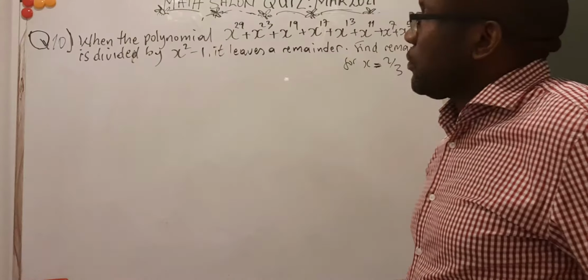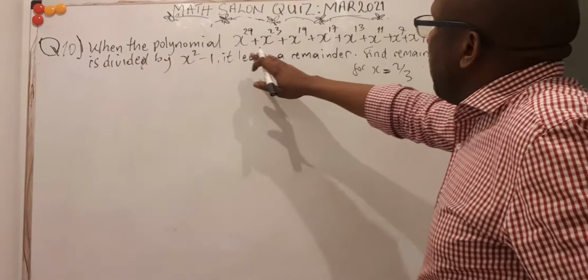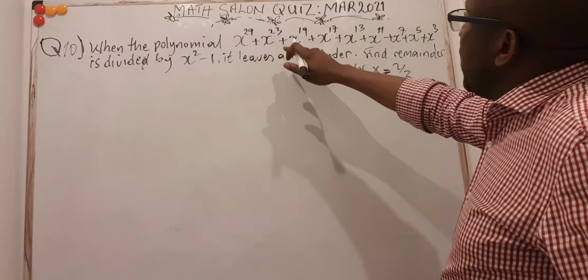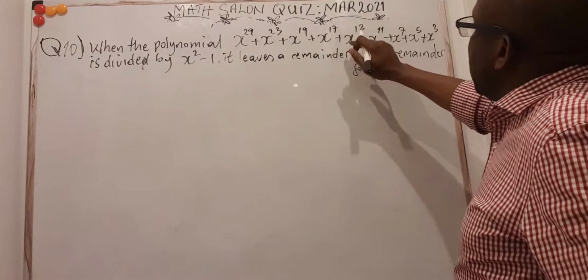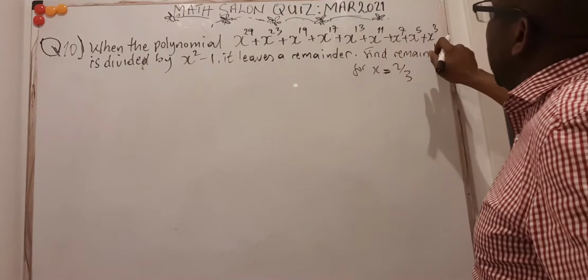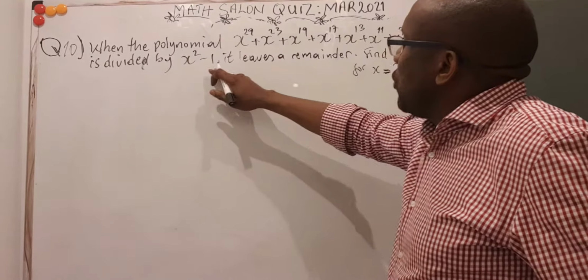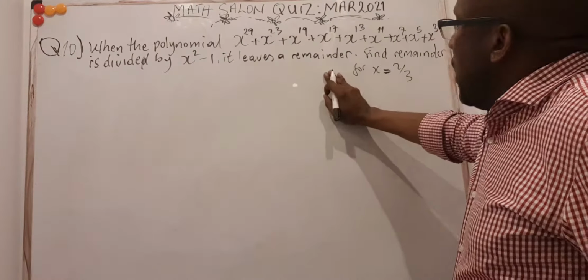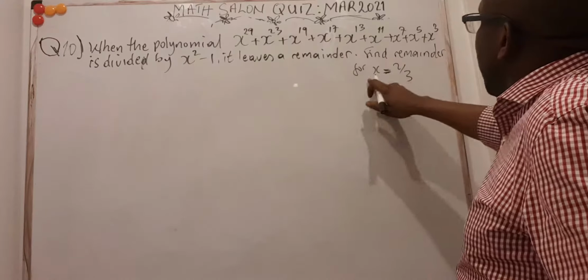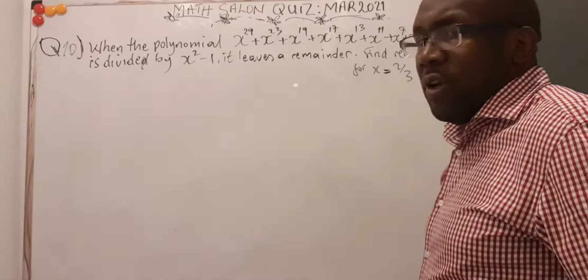Question number 10. We are told when the polynomial x to the 29 plus x to the 23 plus x to the 19, 17, 13, 11, 7, 5, and 3 is divided by x minus 1, it leaves a remainder. And you are told to find the remainder when x is equal to 2 and 3.